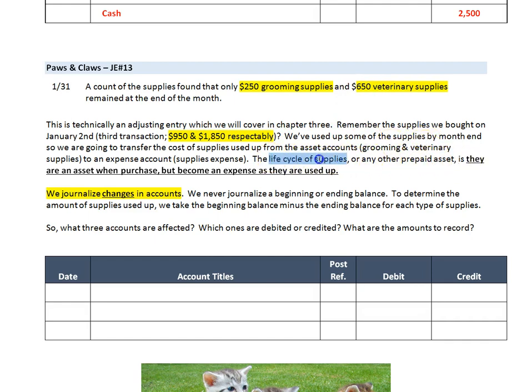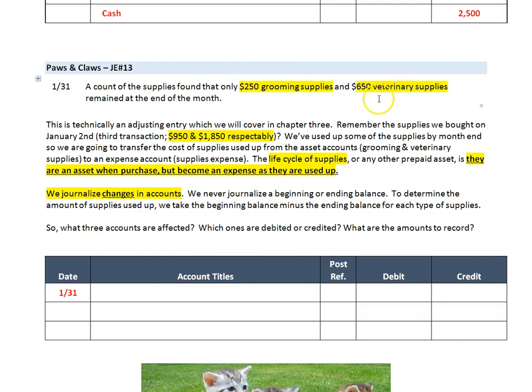So the life cycle of supplies or any other prepaid asset is that they are assets when we purchase them, but they become an expense as they are used up. Alright, so let's think about the accounts that are going to be affected. This is another 3-entry one. Alright, we could think about these supplies, right? Both of these supplies accounts, they're both assets.